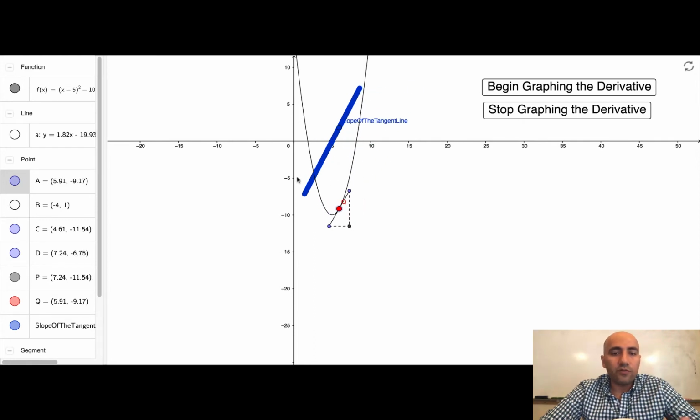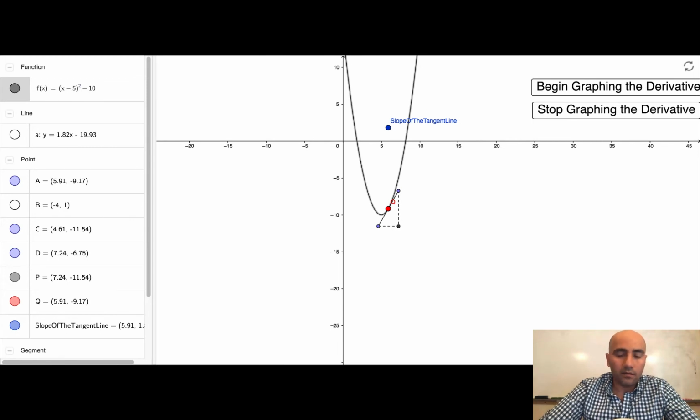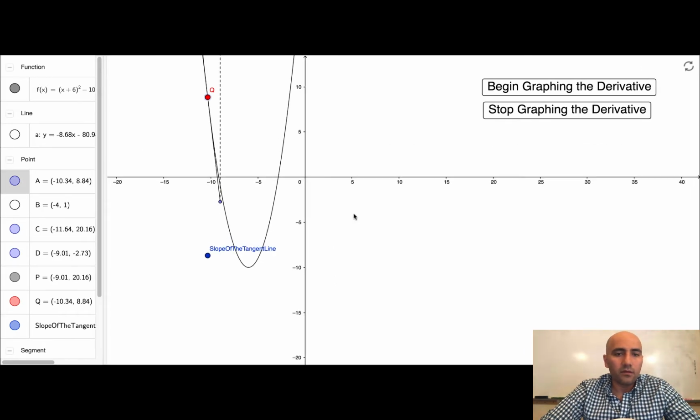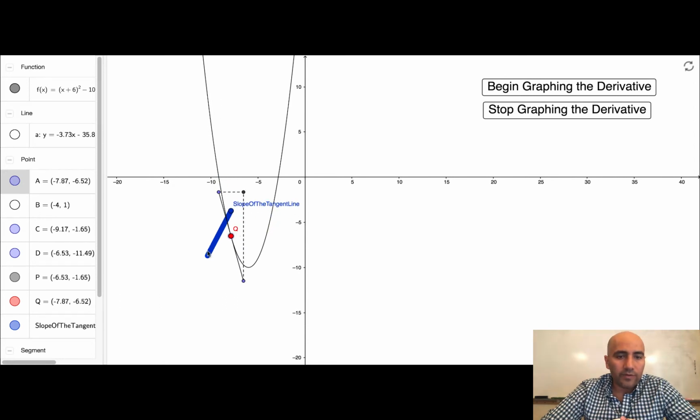So even if I move it over to a different quadrant, let's change this over to plus 6. Move it over to have the vertex be over in quadrant 3. Now in quadrant 3, we think about this same thing as we move our point through the curvature from left to right, the way we read. Then we begin to see a very similar pattern.